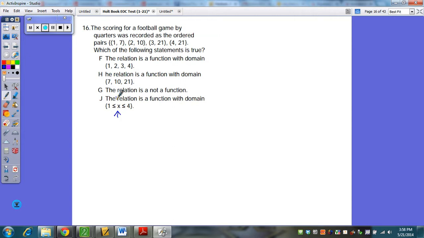Remember, domain is the x values. So my domain for these ordered pairs is 1, 2, 3, and 4. So I can immediately take out this guy right here and this guy right here. So now I'm down to 2 answers, whether it's a function or not a function.